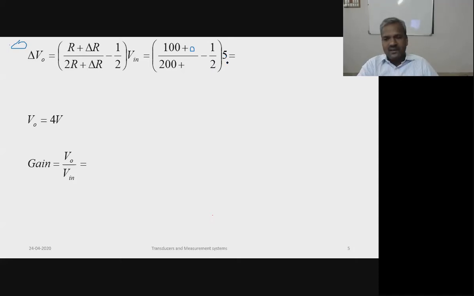This you know. So you simply substitute 100 by 200 minus 1 by 2 into the 5 volt excitation. What do you get here? At 0 degrees Celsius, the bridge is balanced. So we'll be getting 0 volt. Clear?